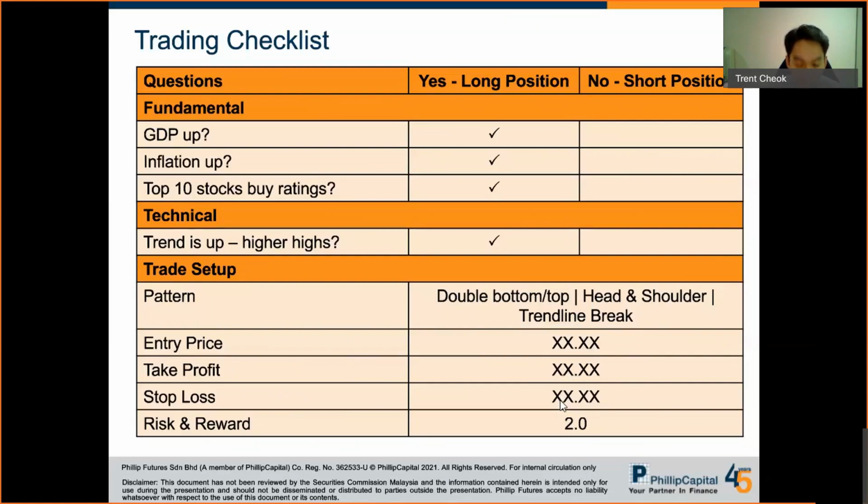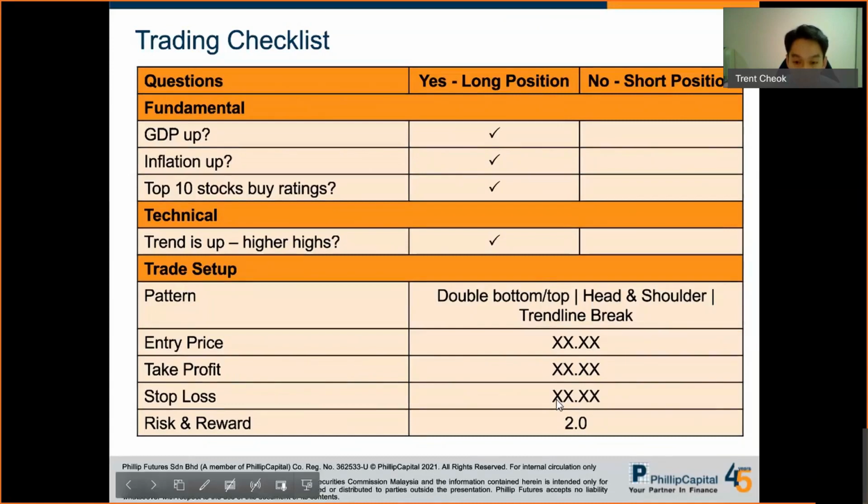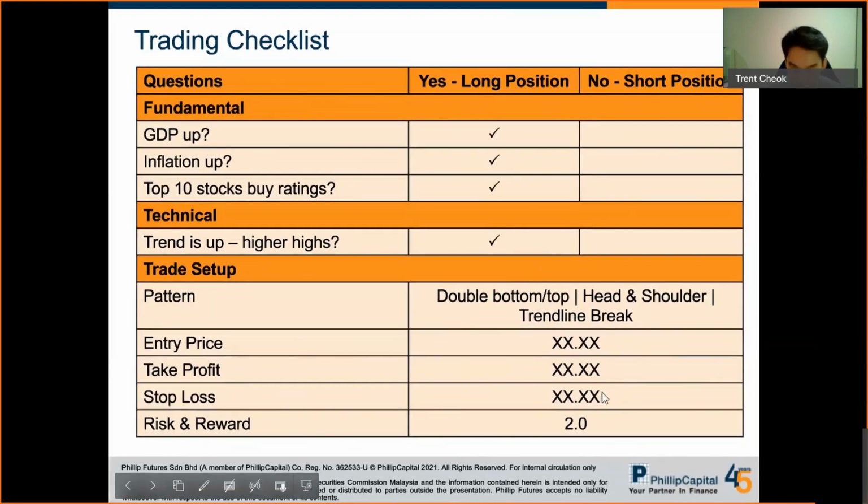So for a long position, where is the support for me to cut loss? For a short position, where is my resistance to cut loss?